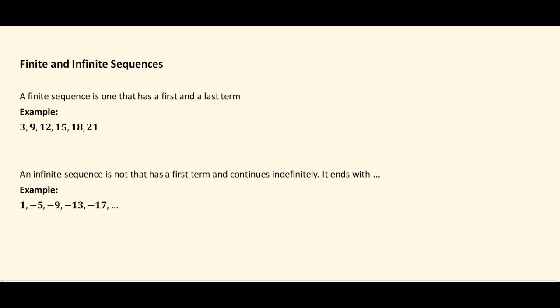We typically end with an ellipsis, which is 3 periods together. When you see these 3 periods together, it means that the sequence continues infinitely. So that's why we have this as an infinite sequence.